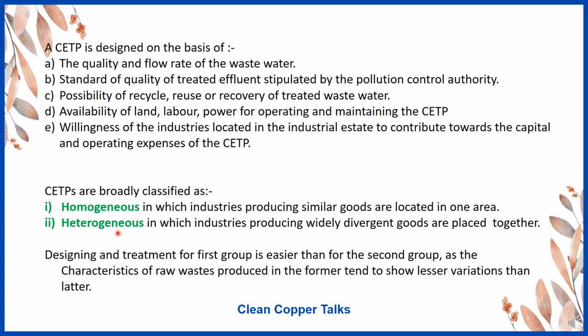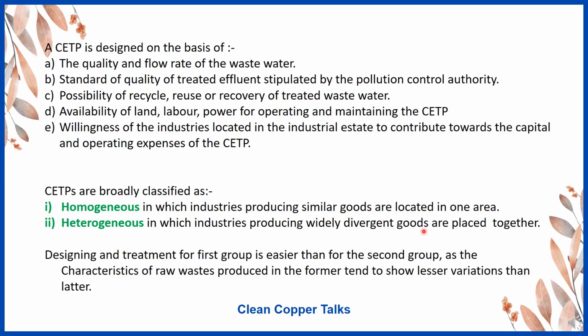CETPs are broadly classified as homogeneous and heterogeneous, and both these names are self-explanatory. Homogeneous is the one in which industries producing similar goods are located in one area, and they will send their wastewater. So the nature of wastewater coming from all these industries will be similar, and hence it will be homogeneous. Therefore, the wastewater coming to the CETP will be of more uniform nature.